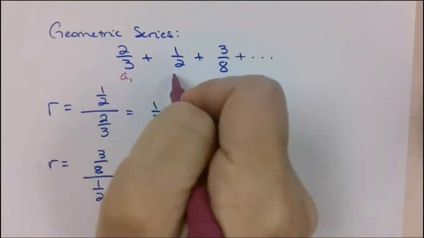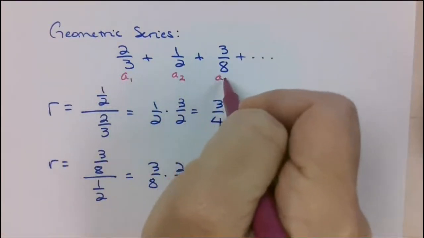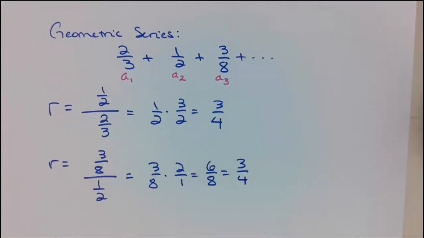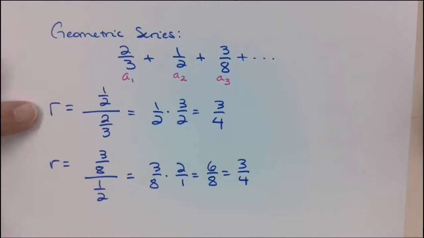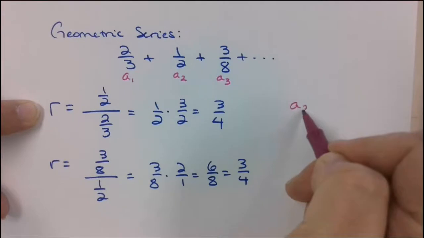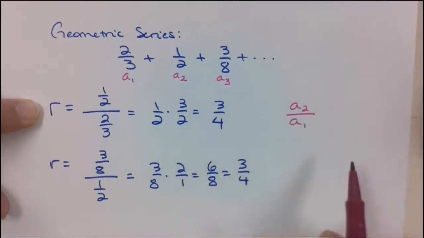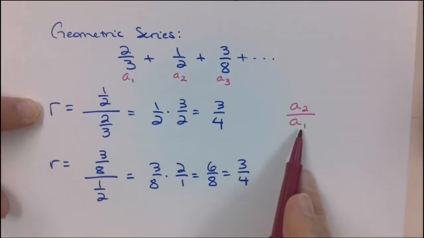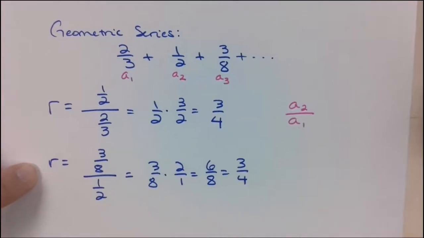Now, what I want to point out here, if I label the terms of my series, I'm going to call this a sub 1, a sub 2, a sub 3. What I did the first time in calculating r is that I took a sub 2 and divided it by a sub 1. I divided by the term that was before it. The second time I calculated r, I used a sub 3. I divided it by the term before it, a sub 2.